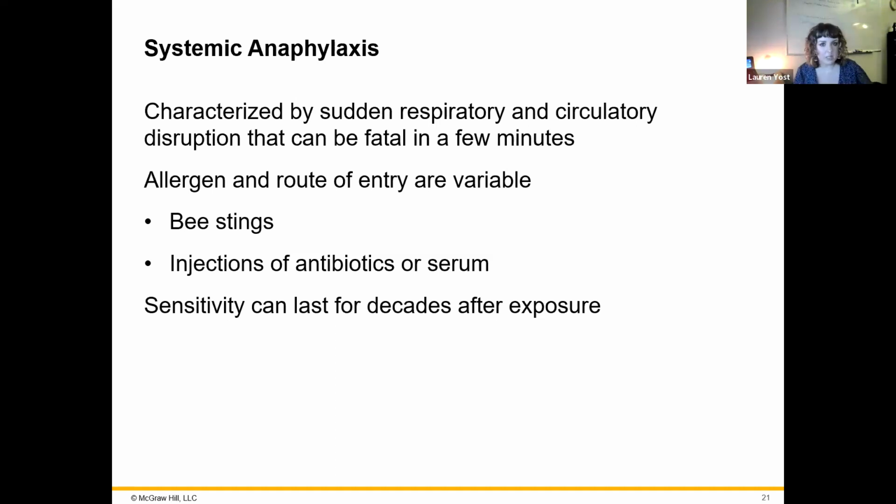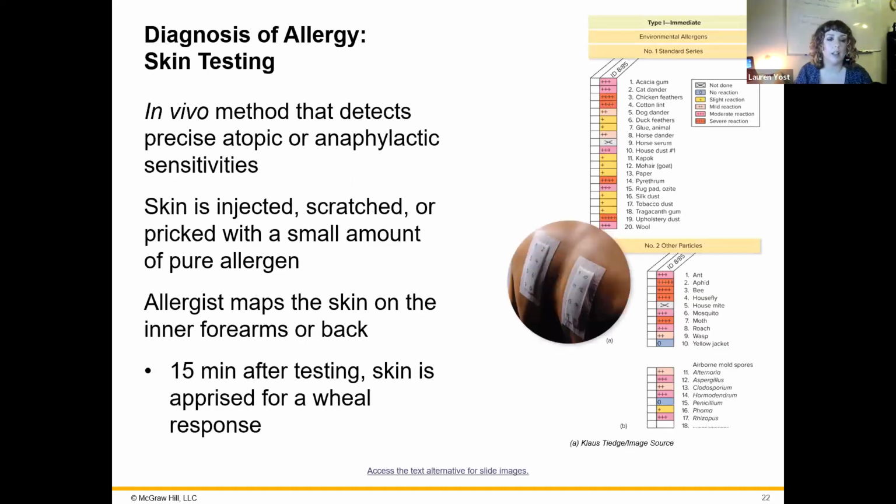But we do see this with bee stings often, and we do see this with injections of antibiotics that you might be allergic to or serum exposure. So sensitivity can last for decades once you've been exposed. Those mast cells associated with this really hang out.